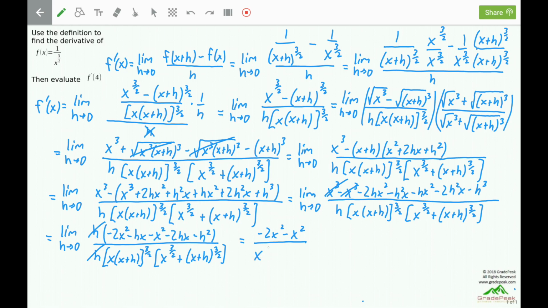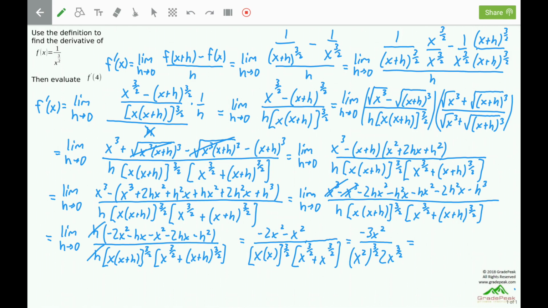over an x times an x quantity to the 3 halves, and then an x to the 3 halves plus an x to the 3 halves. So the numerator will be negative 3x squared, and the denominator will be x squared to the 3 halves times 2x to the 3 halves.